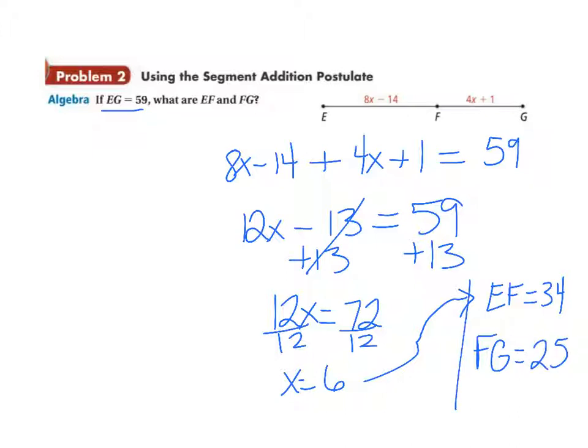And you can do a quick check on that real easily. I can just line those up and say, yep, that adds up to 59, which is what I knew that was supposed to equal.